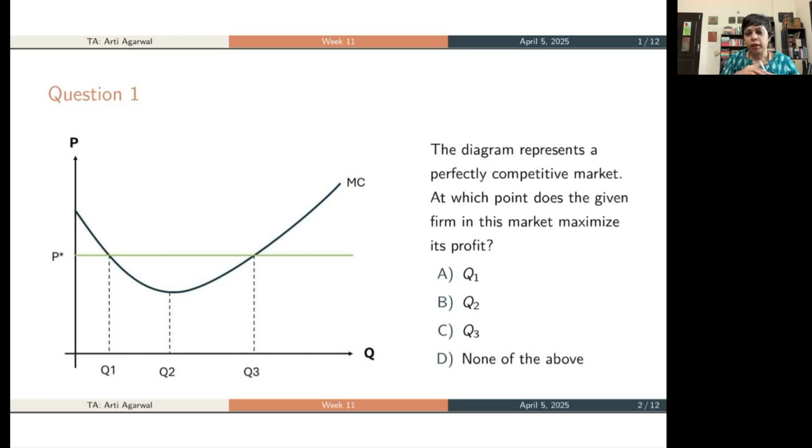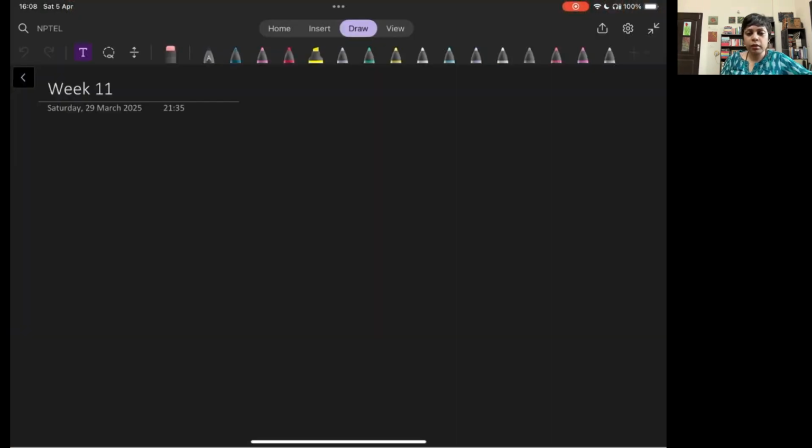Okay, so I will discuss the question. So there are 3 points marked on the diagram, which are represented by the quantities Q1, Q2, and Q3. And the price in the market is the same. It's constant at P star. The marginal cost is varying as shown in the diagram in this dark blue colored curve. So we have to determine at what point the firm is going to be maximizing its profit.